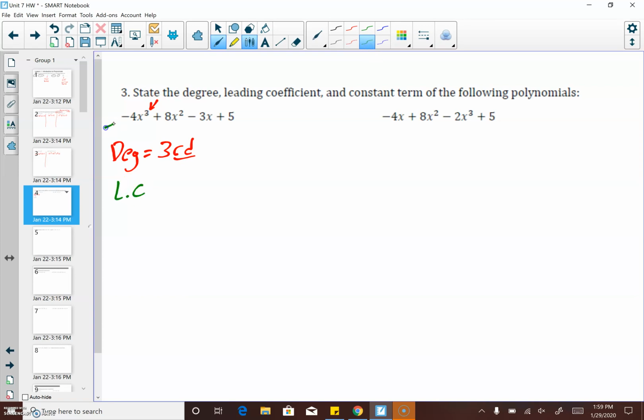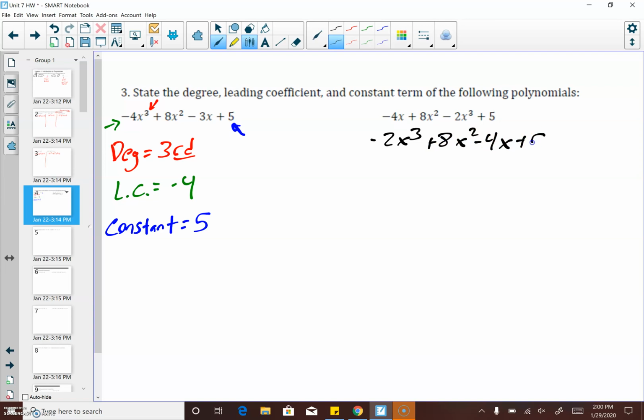My leading coefficient is the number and sign out in front when in standard form. In this case, that's a negative 4. And the last piece is a constant term. That is the term that does not have a variable, and in this case, it is a positive 5. If I look at the one on the right, the problem is it's not in standard form. So I have to do that. So negative 2x cubed plus 8x squared minus 4x and plus 5.